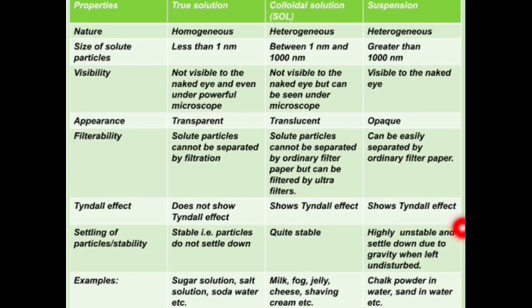Examples of true solution are sugar solution, salt solution, soda water, etc. Colloidal solution: milk, fog, jelly, cheese, shaving cream, etc. Suspension: chalk powder in water, sand in water, etc. So these are the differences between true solution, colloidal solution and suspension on the basis of some properties.